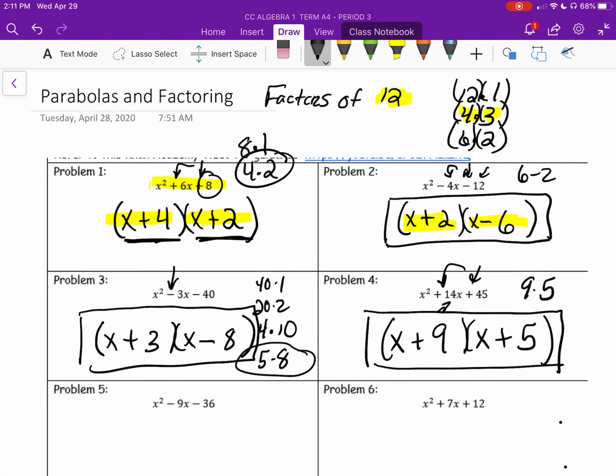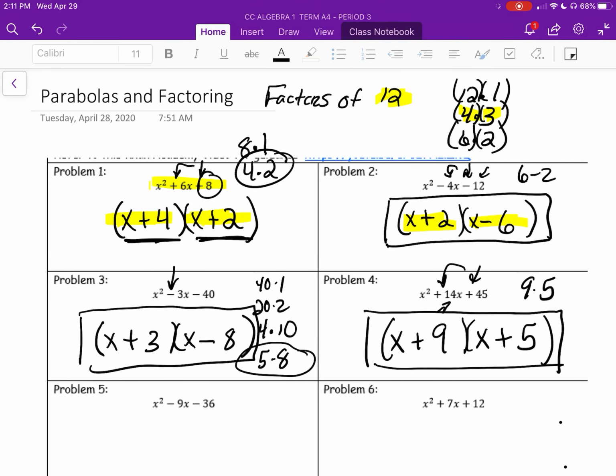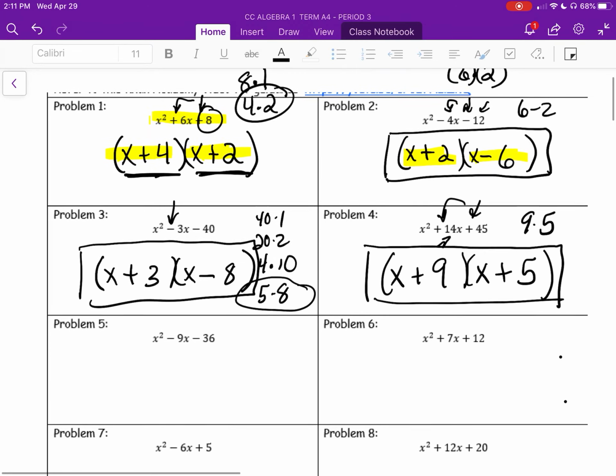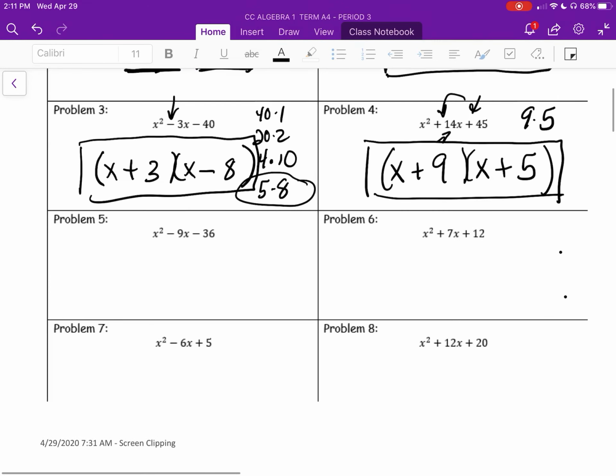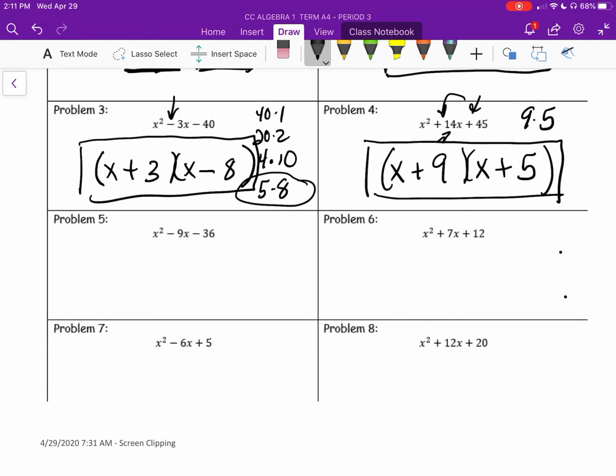I do want to tell you that not everything factors. Sometimes you could go through all these steps and you cannot factor it. So when that happens, we say not factorable, or we also say prime. Let's try the next problem.